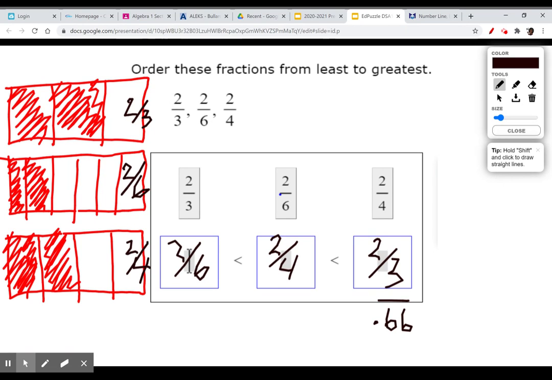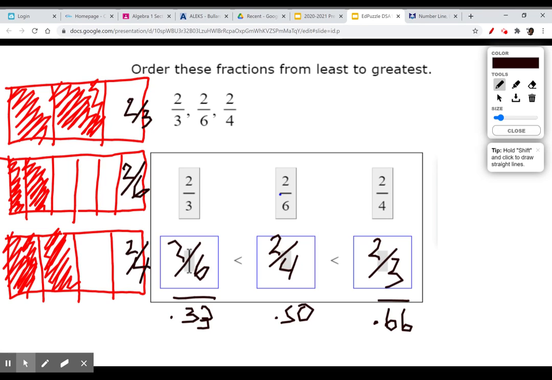2/4 is equal to a half, so that's 50, right? If we're thinking about money, it's 50 cents or something. And 2/3, that's another repeating decimal, that is 0.33 repeating. So now we can see why 0.33 is definitely less than 0.50 and definitely less than 0.66.